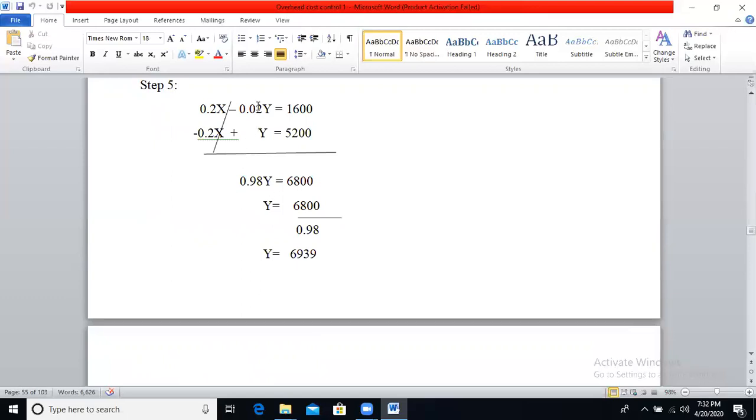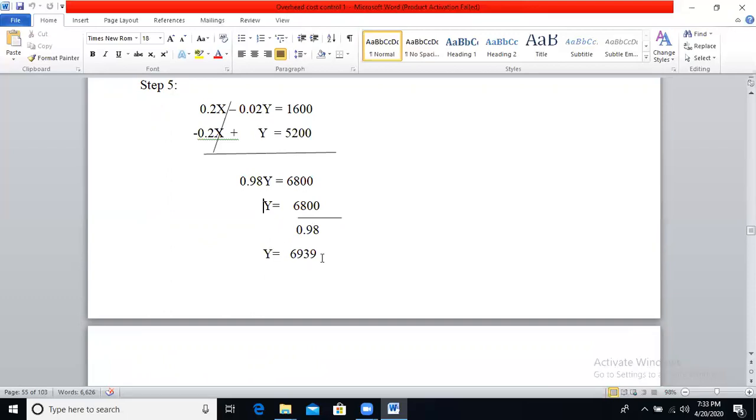And you have to write the bigger value's sign. Here y represents 1, and 1 is more than 0.02. That's why we are writing the positive sign, plus. And 5200 plus 1600 is equal to 6800. So y is equal to 6800 divided by 0.98. So y is equal to 6939.